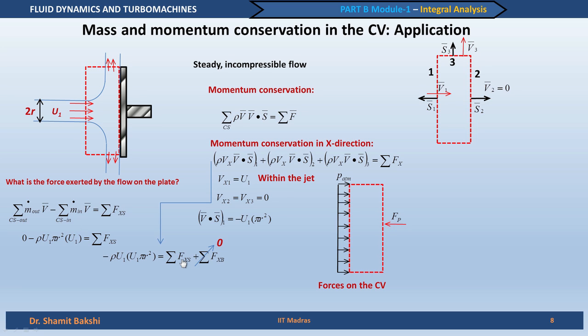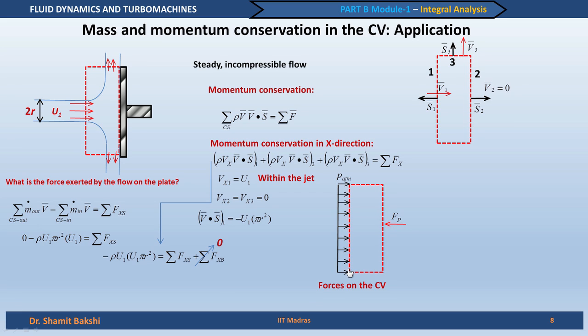Now, to find out the value of the force, okay, this force is actually not the force which is acting on the plate. So, to find this out, what we do is we find out what are the forces acting on the control volume. If you look at the control volume boundary, that is the control surface, this surface is exposed to the atmosphere.